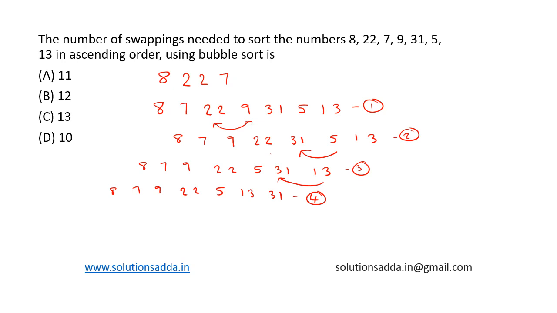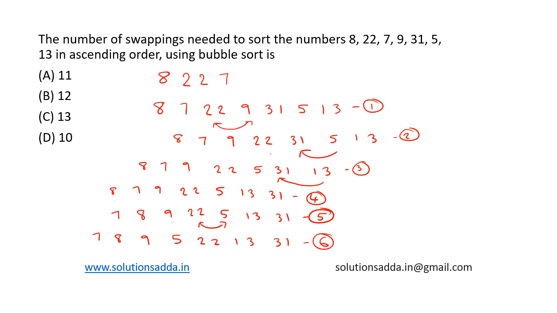Now let's see how the next swapping happens. We have 8 and 7. 7 and 8, it gets swapped. Then we have 9, 22, 5, 13 and 31. This is the fifth swap. Now we are at 8. 8 and 9 no swapping. 9 and 22 no swapping. Now 22 and 5 they get swapped. So we have 7, 8, 9, 5, 22, 13 and 31. This is the sixth swap.